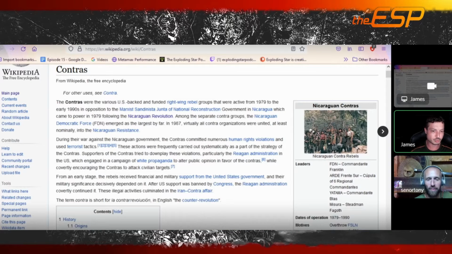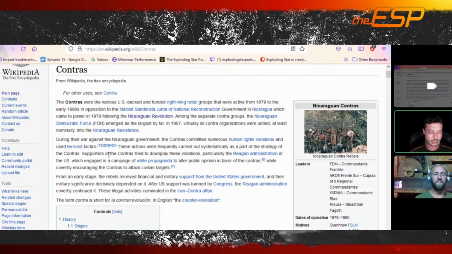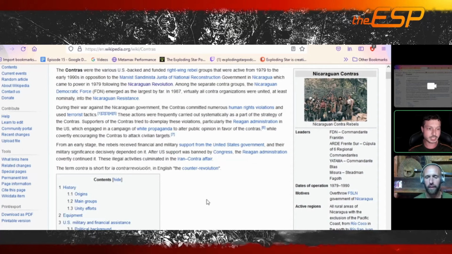So the Contras were various U.S.-backed and funded right-wing rebel groups that were active from '79 to the '90s in opposition to the Sandinistas. During their war against the Nicaraguan government, the Contras committed numerous human rights violations and used terrorist tactics. These actions were frequently carried out systematically as a part of the strategy of the Contras. Supporters of the Contras tried to downplay these violations, particularly the Reagan administration in the U.S., which engaged in a campaign of white propaganda to alter public opinion in favor of the Contras, while covertly encouraging the Contras to attack civilian targets.